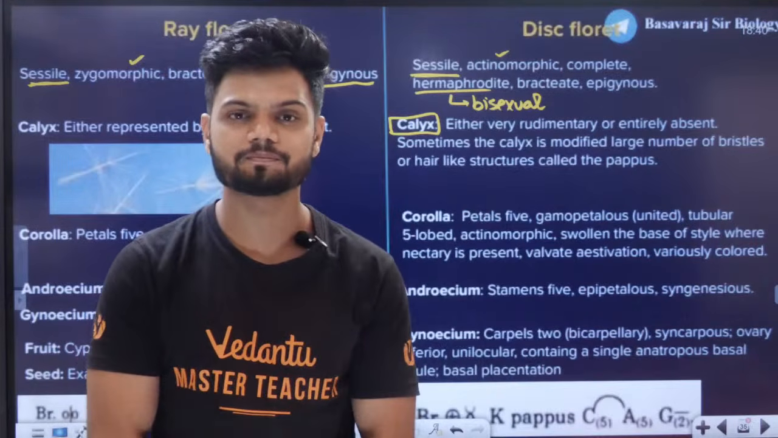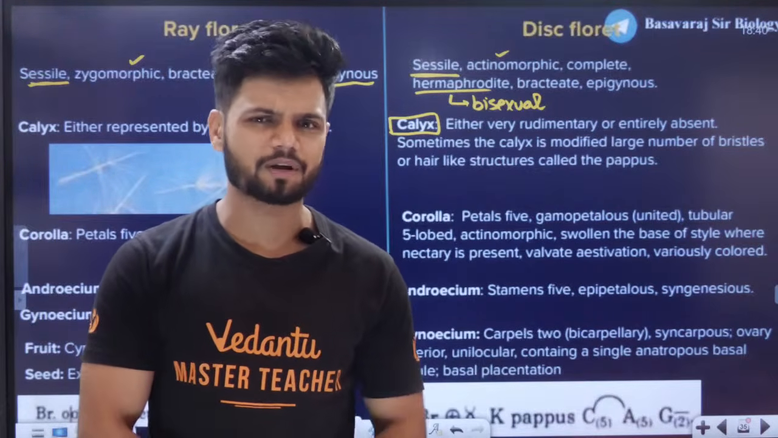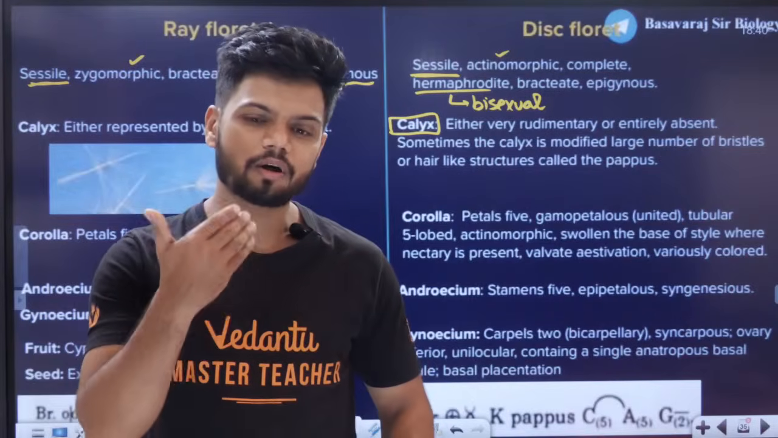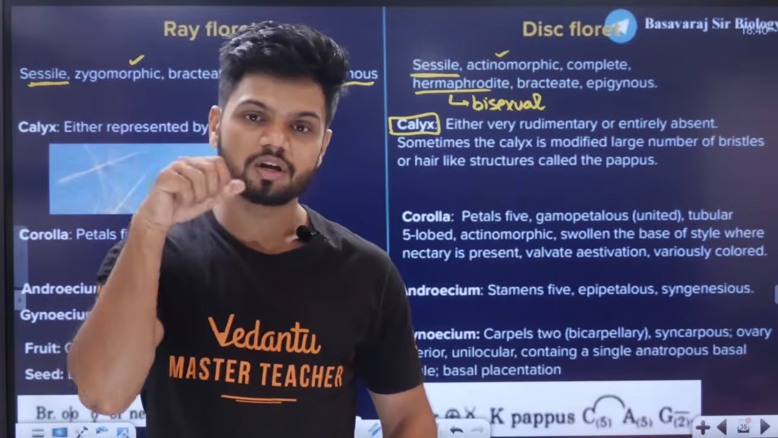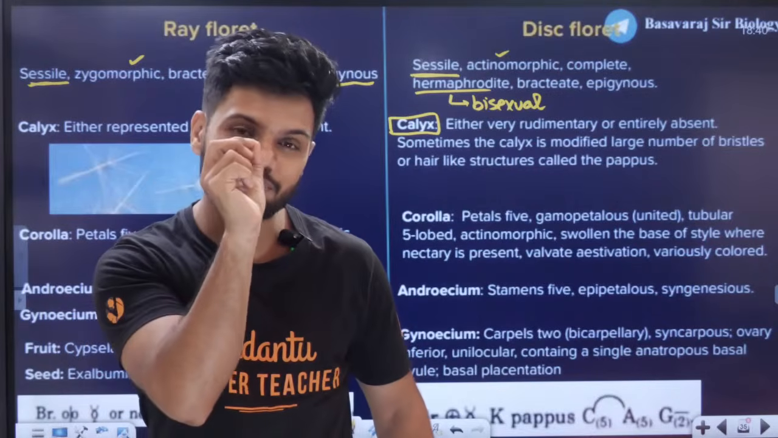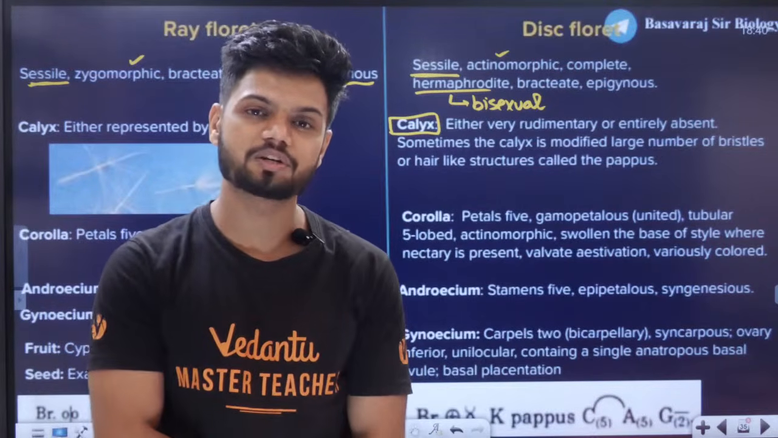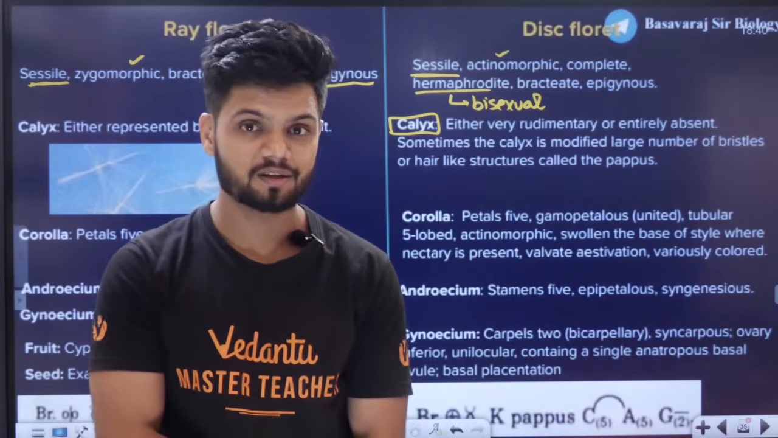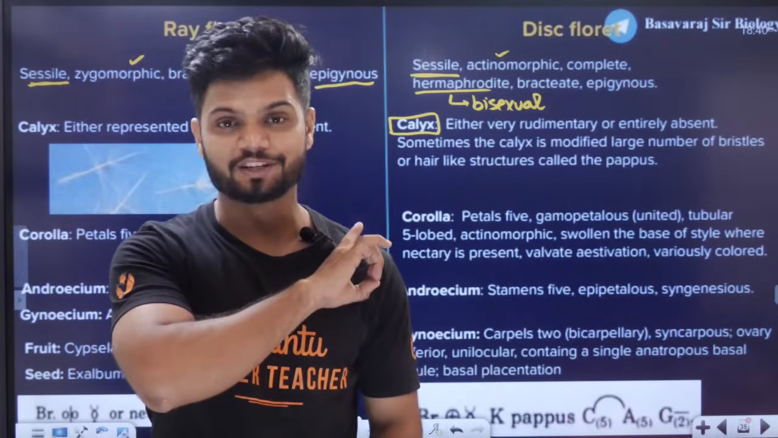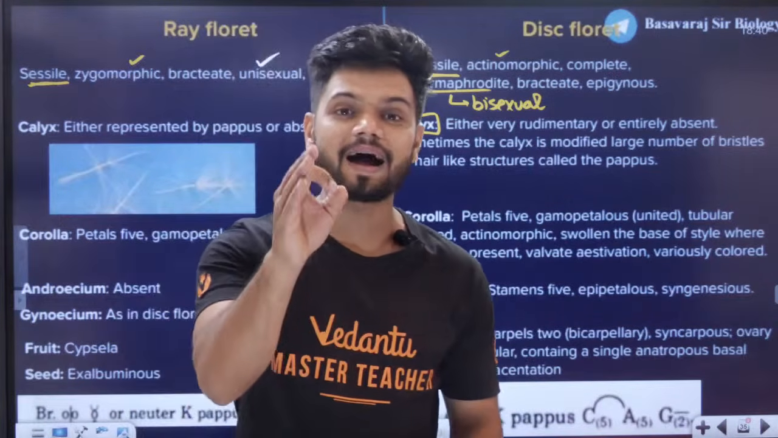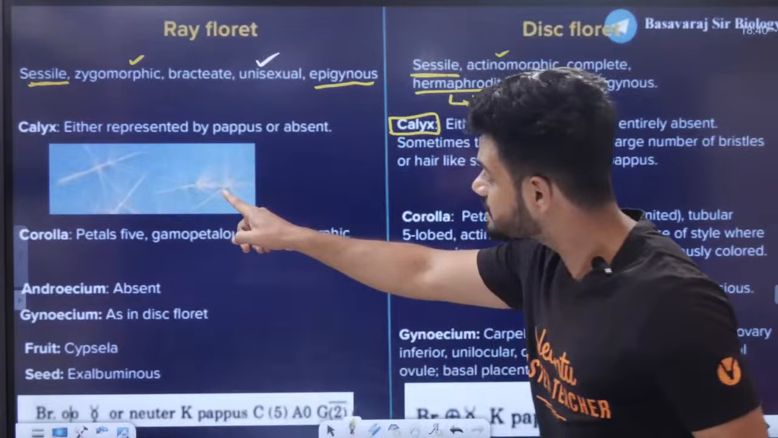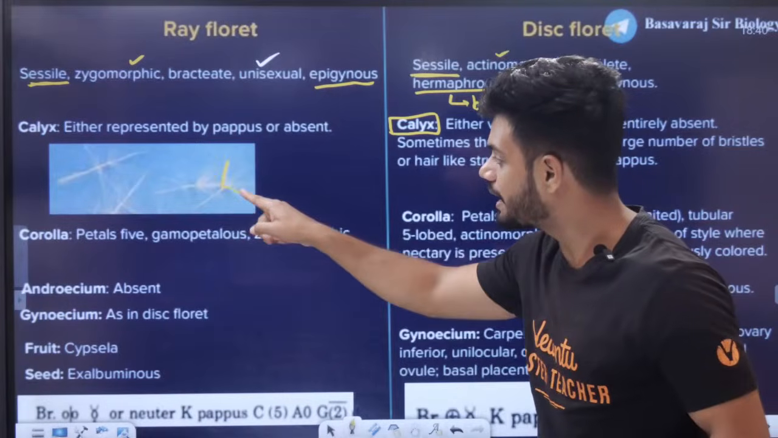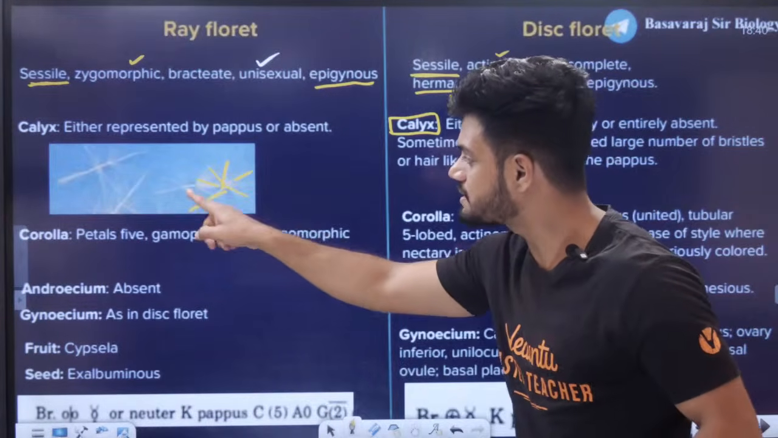Students, when you brush, you use a brush. Have you seen that on the brush there are bristles? They are small plastic thread-like structures. Those are called bristles. Your calyx here, in the case of Asteraceae, is bristle-like. See this? The entire calyx is bristle-like.